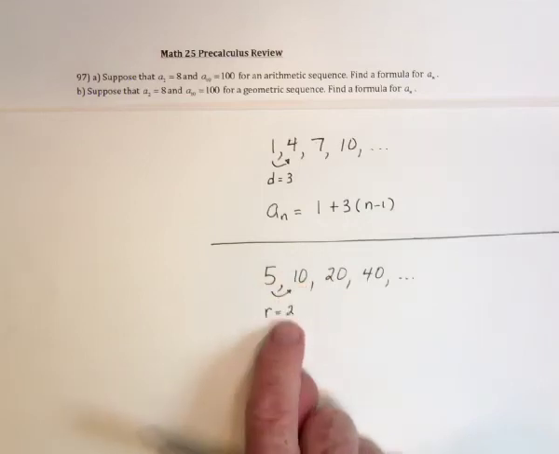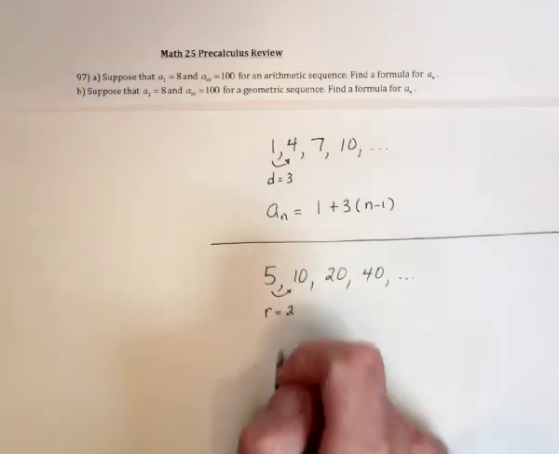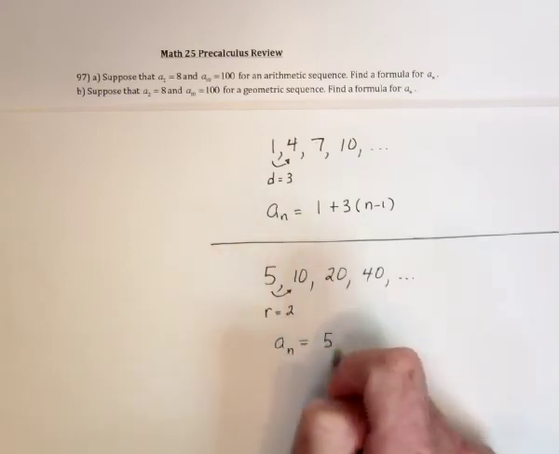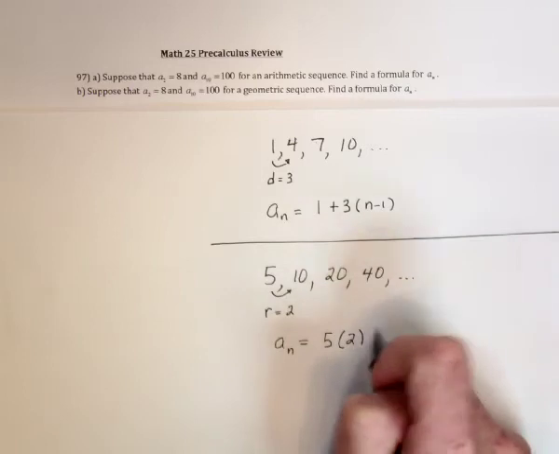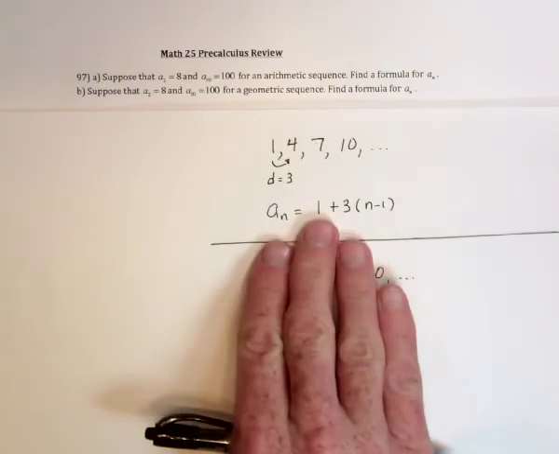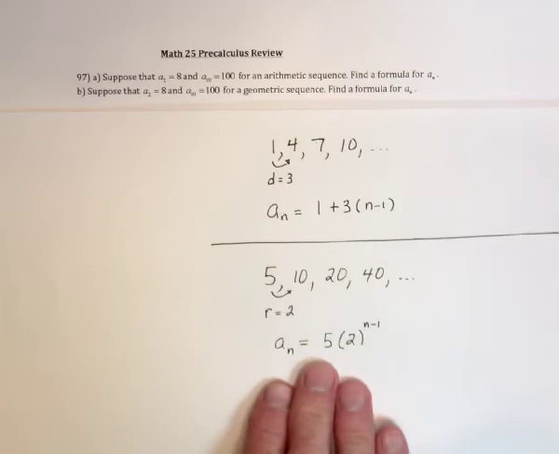So it's common ratio. Then the formula is going to be an equals, start with the first number 5, and then multiply by 2 several times in a row. In fact, n minus 1 times in a row. So this is the general formula for an arithmetic sequence, and here's one for a geometric.